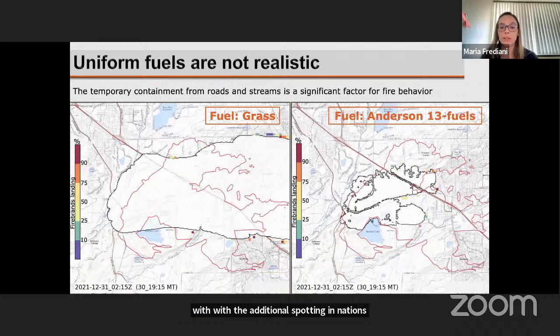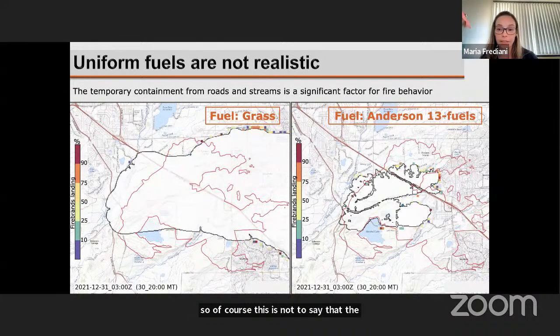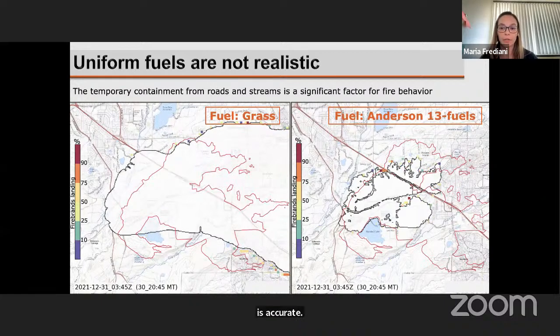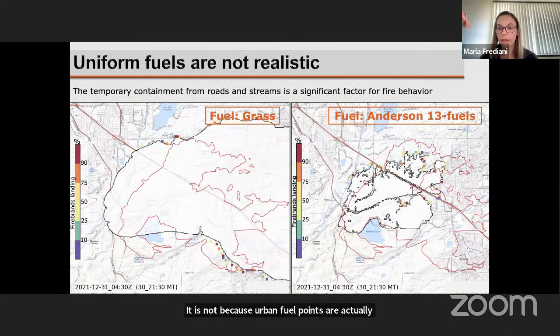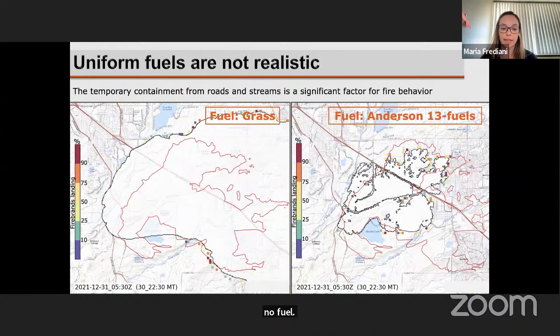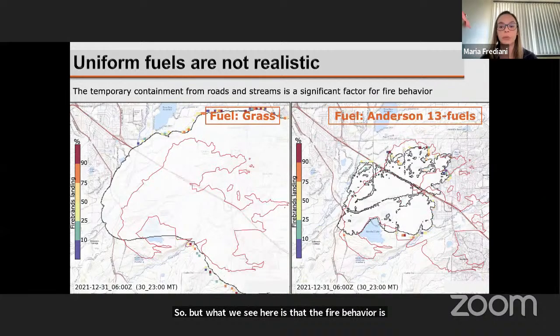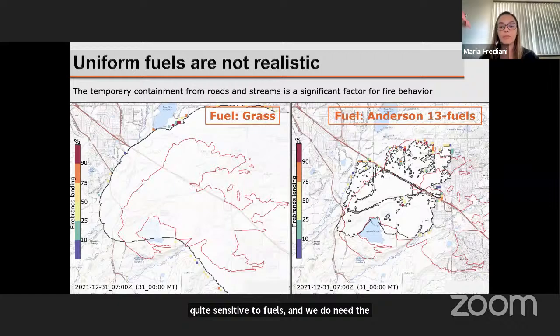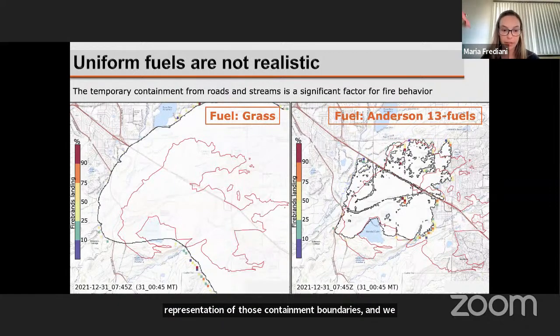Of course, this is not to say that the current fuel layer is accurate. It is not, because urban fuel points actually contain no fuel. But what we see here is that the fire behavior is quite sensitive to fuels, and we do need the representation of those containment boundaries, and we also need spot fires to ignite across these barriers.